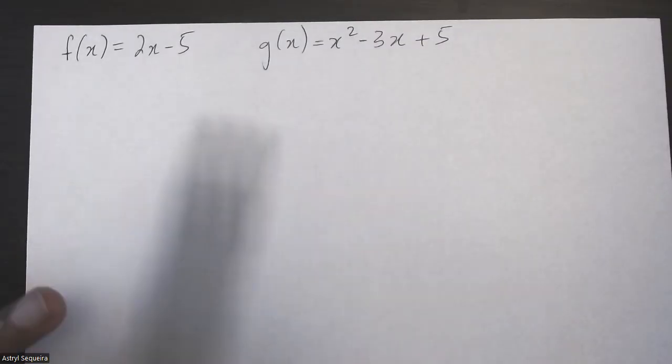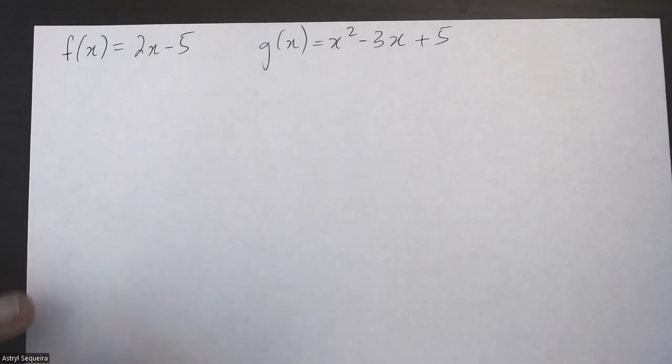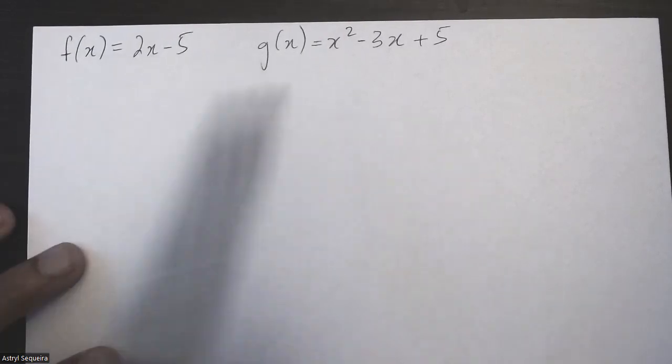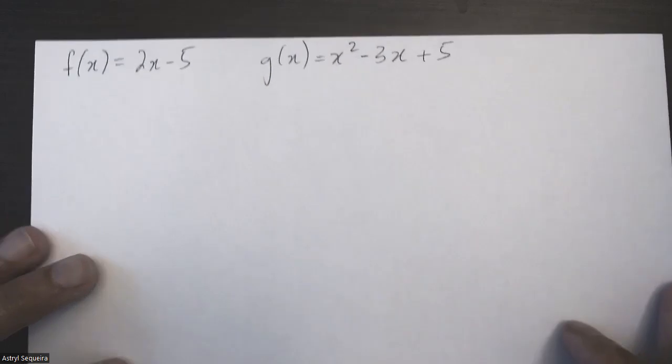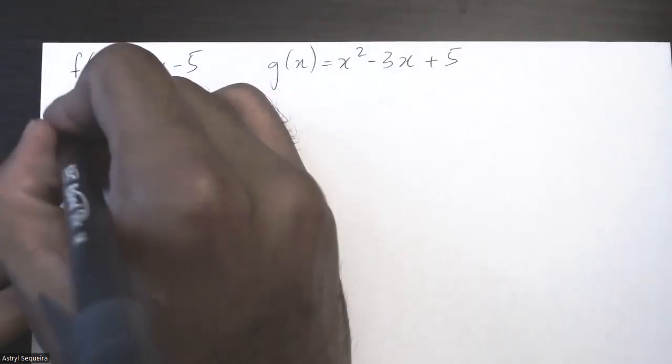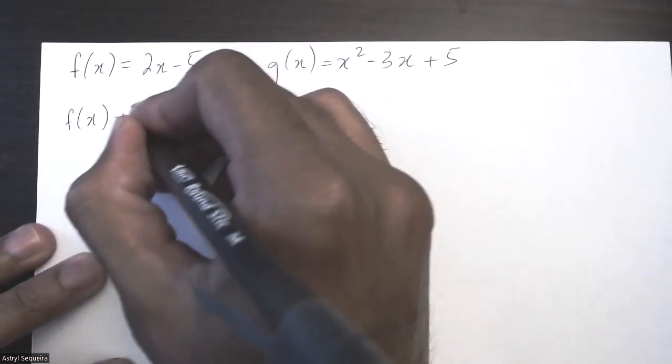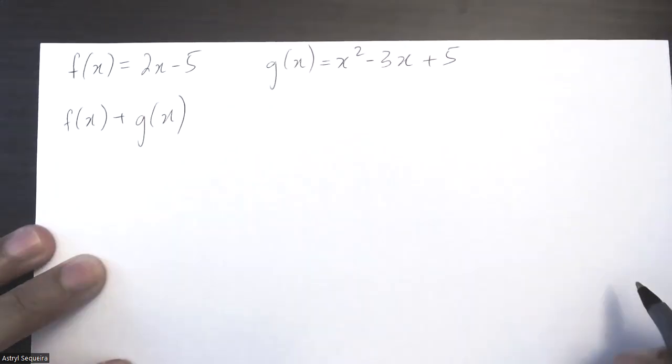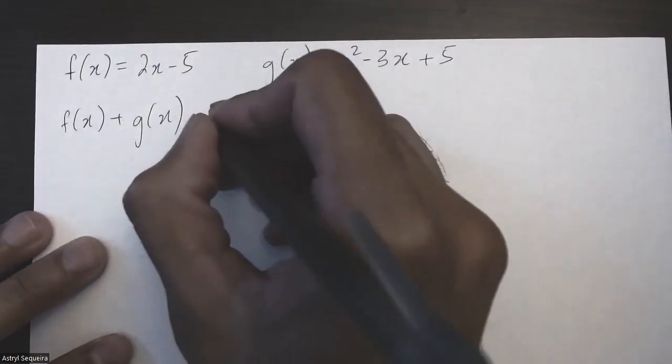All right, so in this video, I have these two functions here, and I want to do a couple of operations in terms of combining these functions. So the first thing I want to do is f of x plus g of x, basically adding the two functions. This is pretty simple.